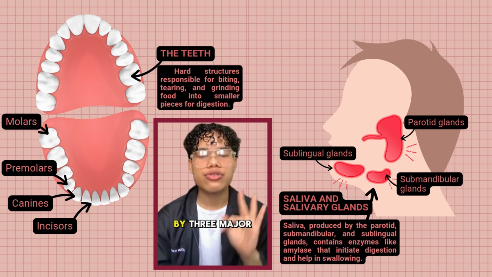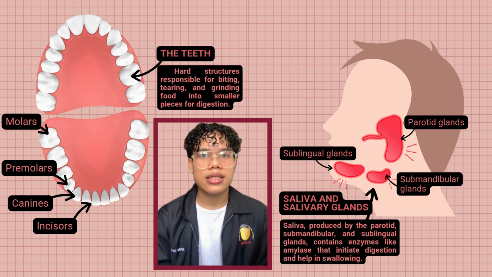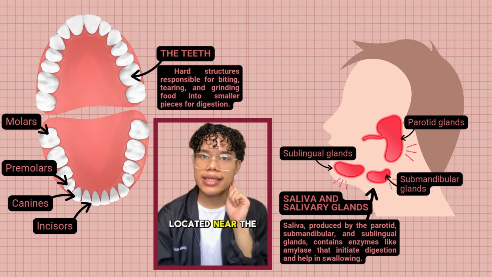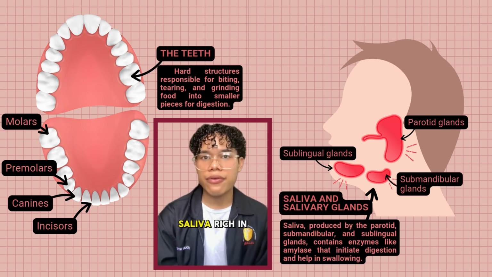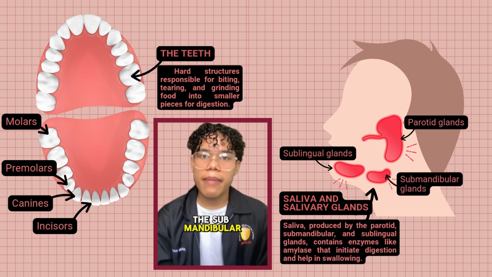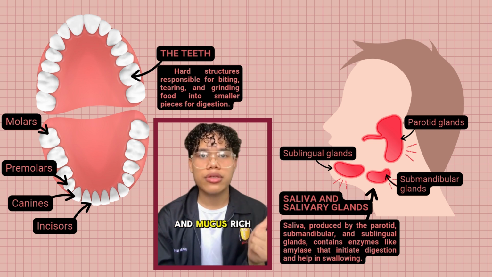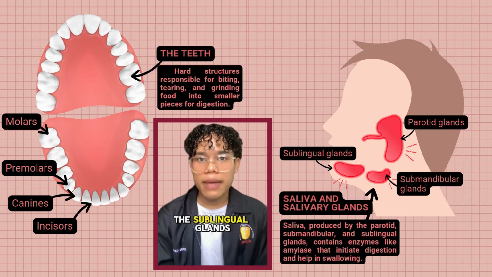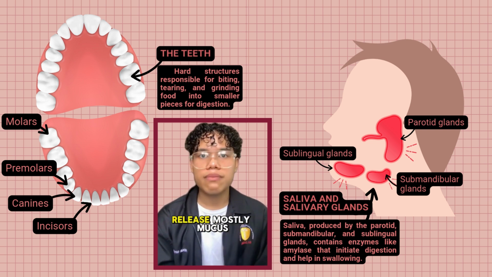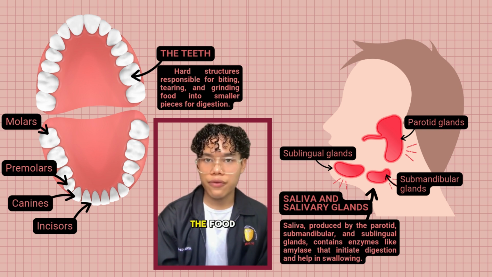Saliva is produced by three major salivary glands. The parotid glands, located near the ear, secrete a watery saliva rich in enzymes. The submandibular glands, found under the jaw, produce both watery and mucus-rich saliva. The sublingual glands beneath the tongue release mostly mucus to help lubricate the food.